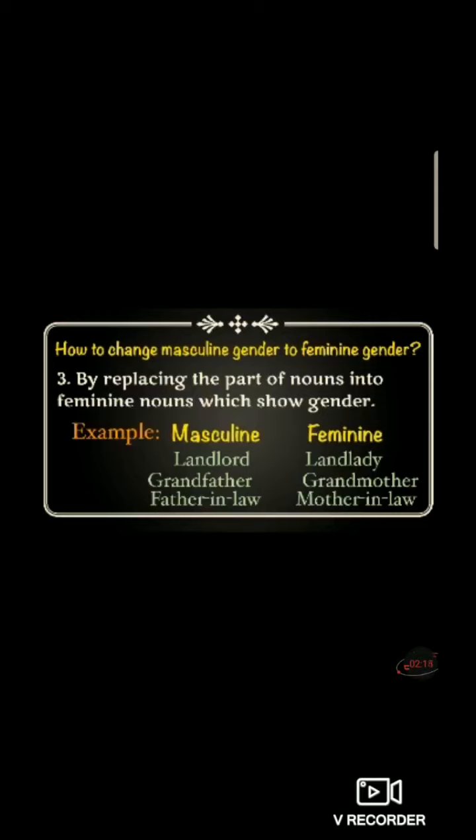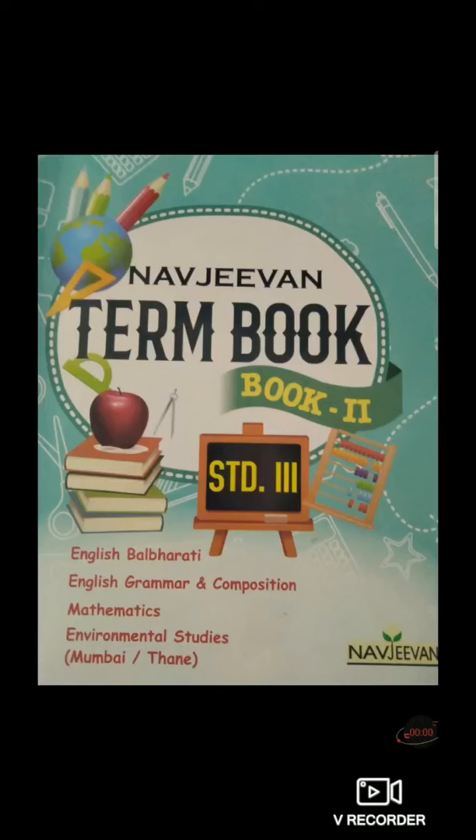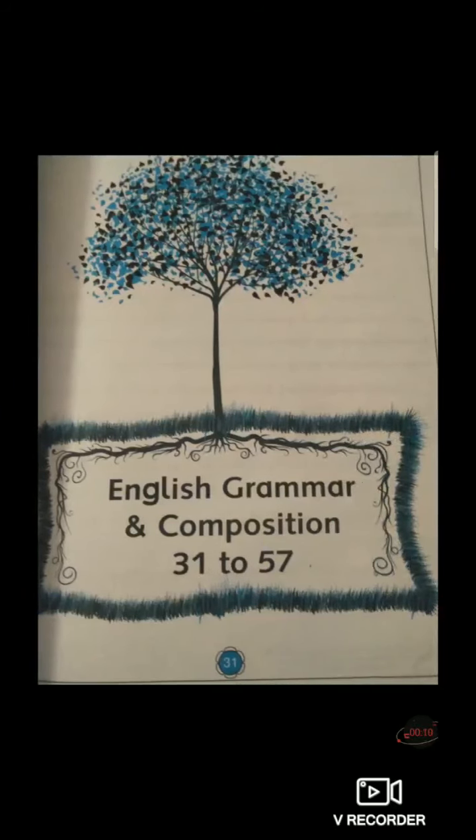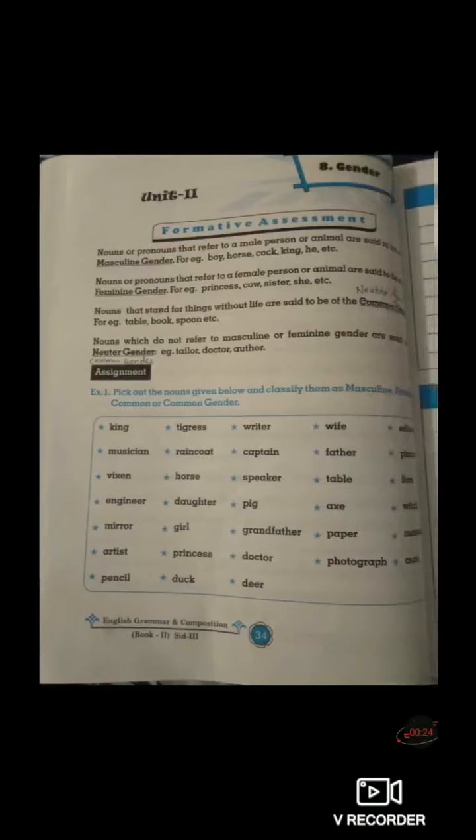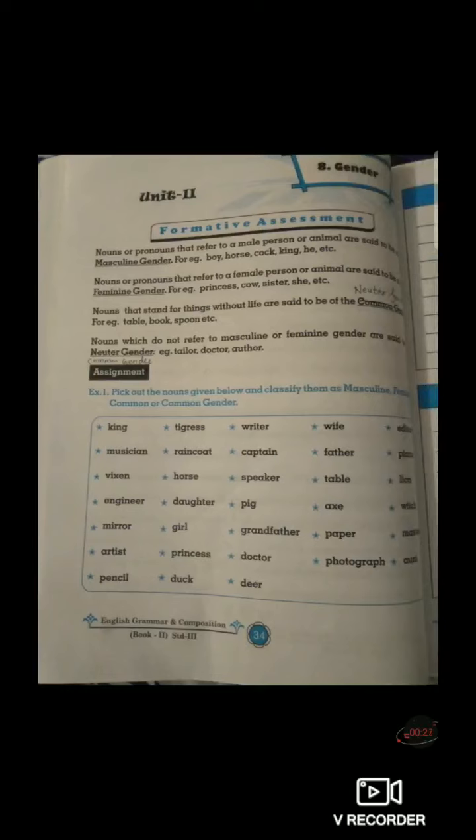So students, everyone understood what gender is and its types. Right, students? Now everyone open your combined book number 2. I am giving you the notes now. In that, page number 31 is the English grammar part: English grammar and composition from page 31 to 57. In that, open page number 34, chapter number 8, gender.